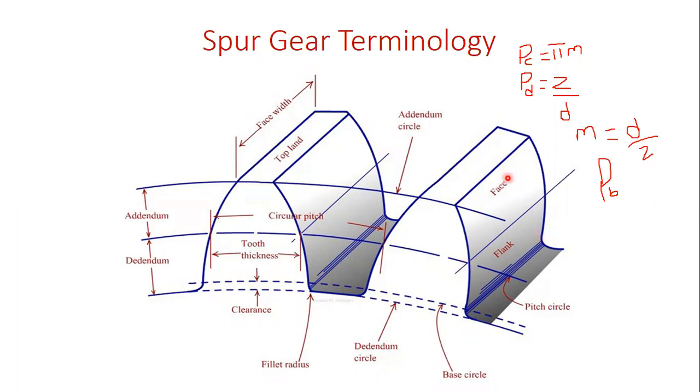And this is face. The face is the surface above the pitch surface. And the next one is flank. Flank is the surface below the pitch surface. This is above the pitch and this is below the pitch. These are the different terminologies which will be used in the spur gear.